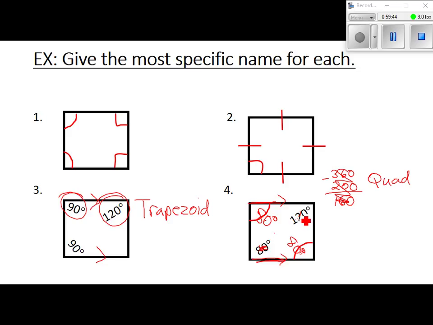We check a kite. To be a kite, if you look back at those things that make it a kite, it says it has one pair of opposite angles that are congruent, and the other pair are not. So this shape would be a kite. That would be the best name we could give it. We could get rid of quadrilateral there.